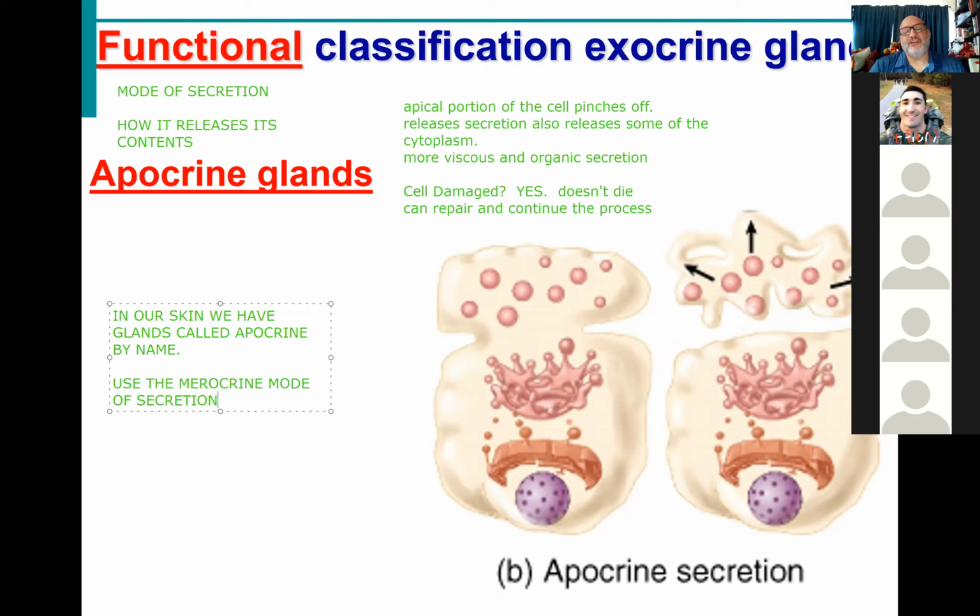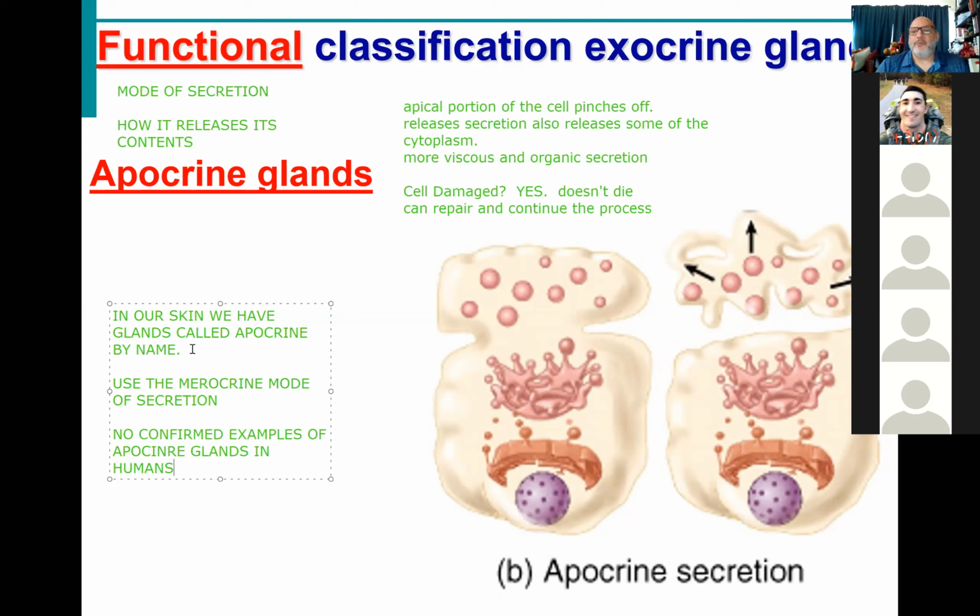Now, as soon as they found that out, did they go and change the name of these glands? Nope, they did not. So we are going to learn about apocrine glands in the skin that are called apocrine by name, but actually use the merocrine mode of secretion. Welcome to Anatomy and Physiology. All right. In fact, there are no confirmed examples of apocrine glands in humans.